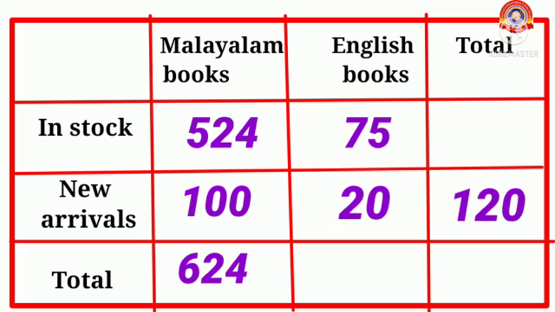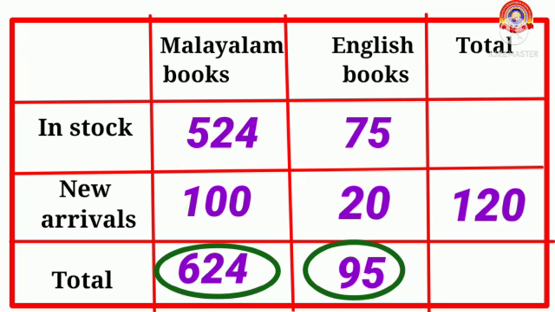Like this, we have to find out the total number of English books including the new arrivals. To find that, add the number of English books in the old stock and the new arrivals. That is 75 plus 20. 5 plus 0, 5. 7 plus 2, 9. So, what is the total number of English books? Yes, 95.